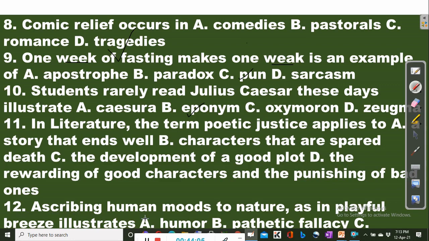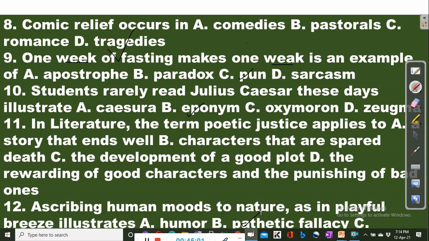Now, question number 12, ascribing human moods to nature, as in playful breeze. Now, what does this illustrate? A, humor, no. B, pathetic fallacy, no. Of course, yes, pathetic fallacy, I will explain. Then, of course, we have C, which is in this question but is hidden on our screen. Let me read it out from the question. We are dealing with question number 12, and option C is symbolism, and that also is not the answer. D is transferred epithet, is not the answer.